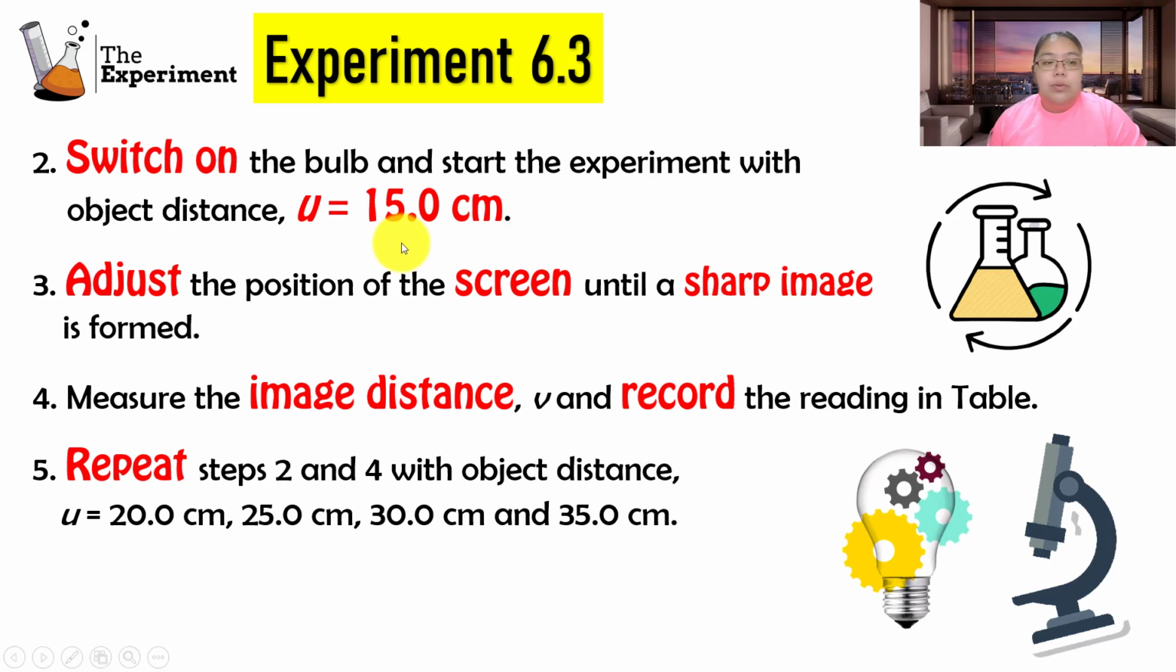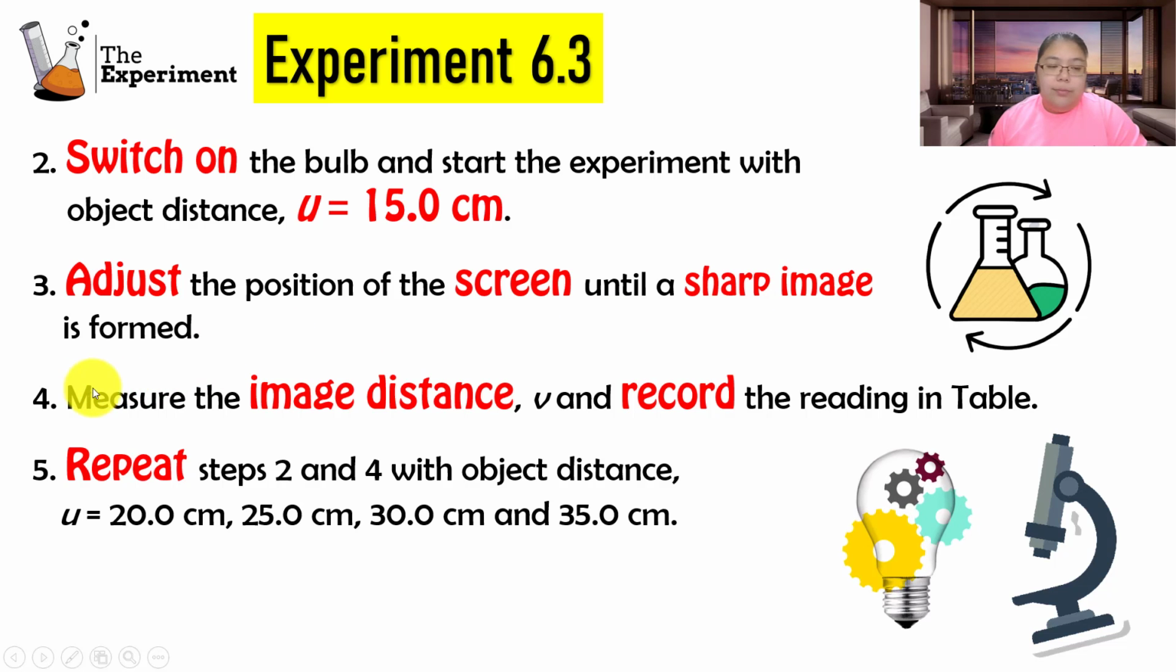Okay, number 3, you cannot straightforward go and record the reading. You must say you adjust. Because when you set the object distance, you cannot straightaway get the image. You need to adjust the screen until you get the sharp image. So the words I highlight in red, those are the keywords. Adjust the position of the screen until you get the sharp image.